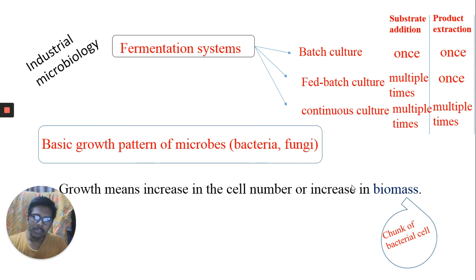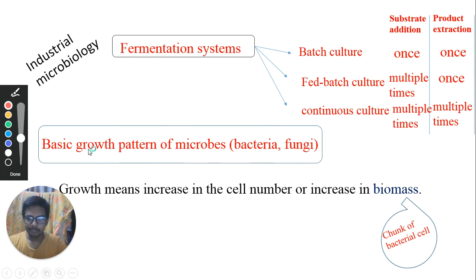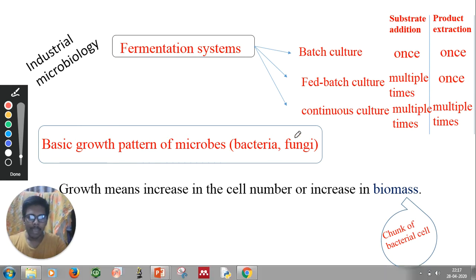The main basic principle of all these processes is to increase some steps in bacterial growth. We will discuss in progressive videos. So we have to know the bacterial growth pattern to understand the whole idea of the fermentation system. Bacterial growth pattern for microbes is very important. Microbes here means bacteria and fungi. Growth in a bacterial system means the increase in number of cells of the bacteria or increase in biomass. A chunk of bacterial cells is called biomass.